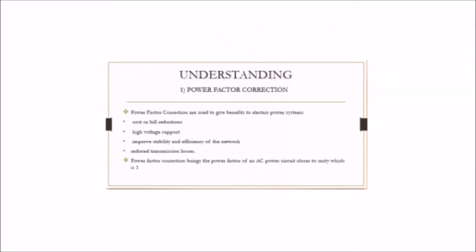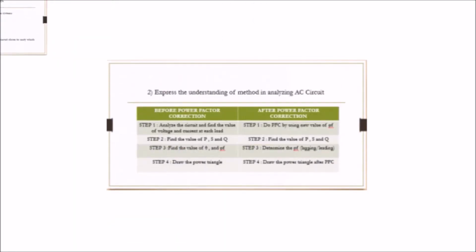Power factor correction is used to give benefits to electric power systems: cost or bill reductions, high voltage support, improved stability and efficiency of the network, and reduced transmission losses. Power factor correction brings the power factor of an AC power circuit closer to unity, which is one method in analyzing AC circuit before and after power factor correction.